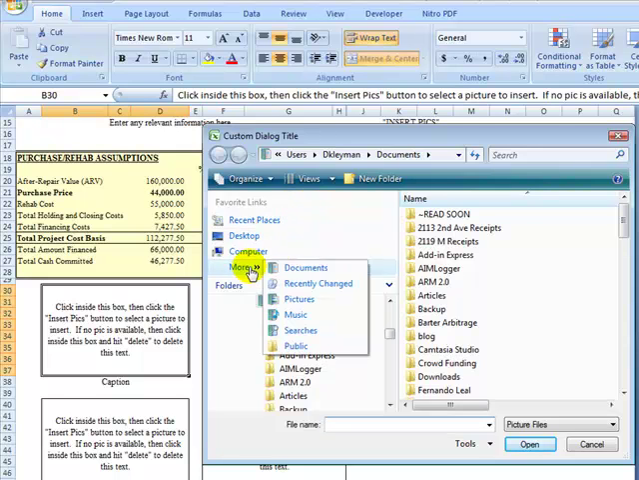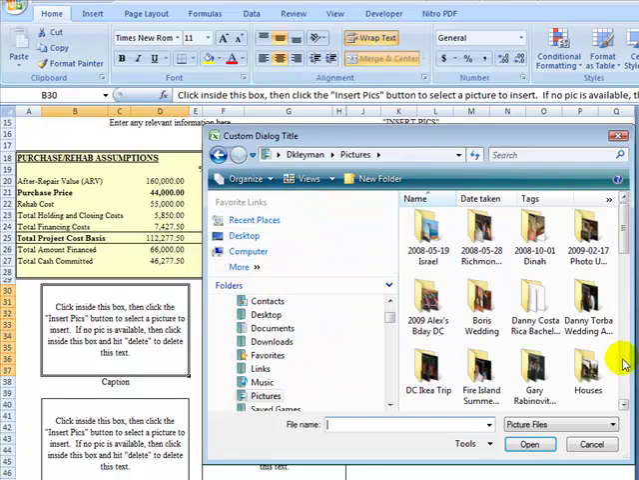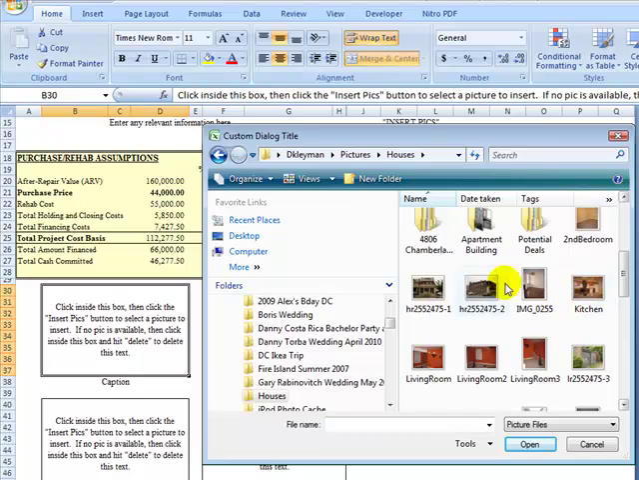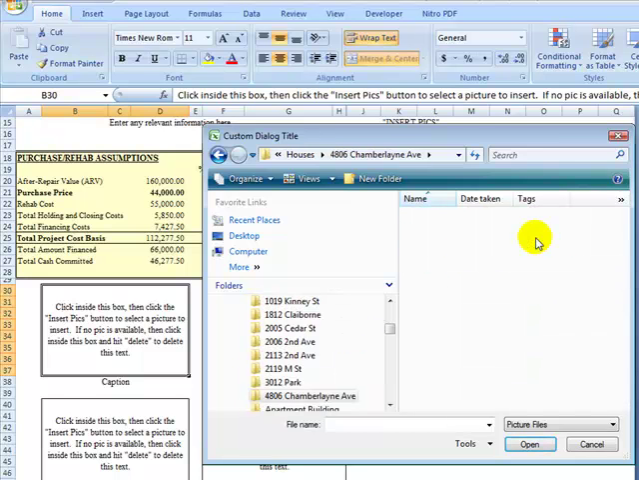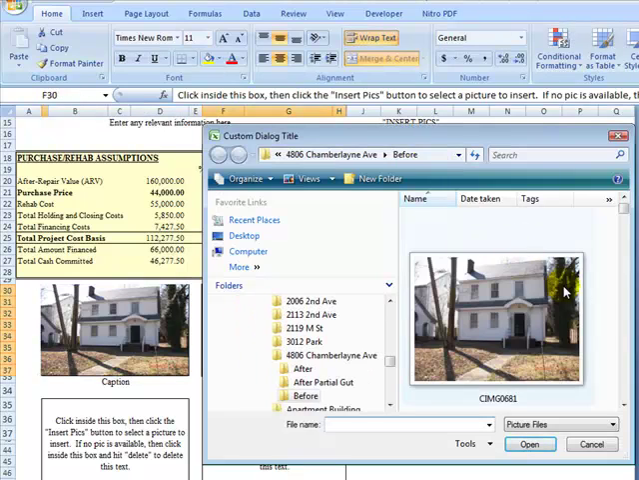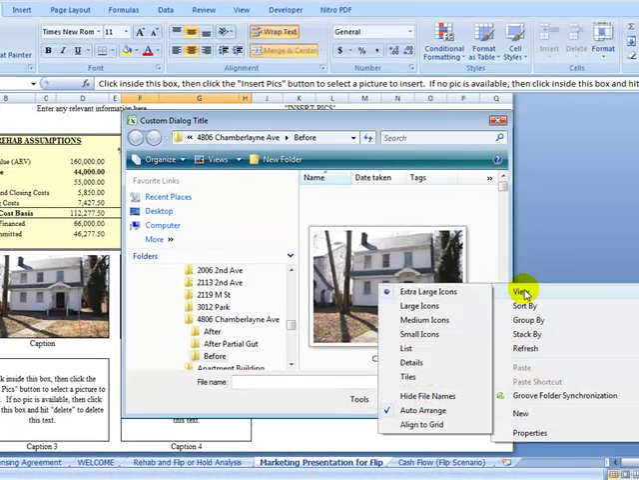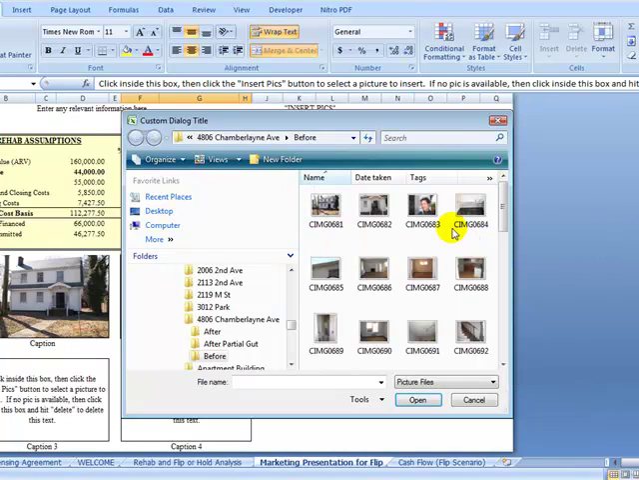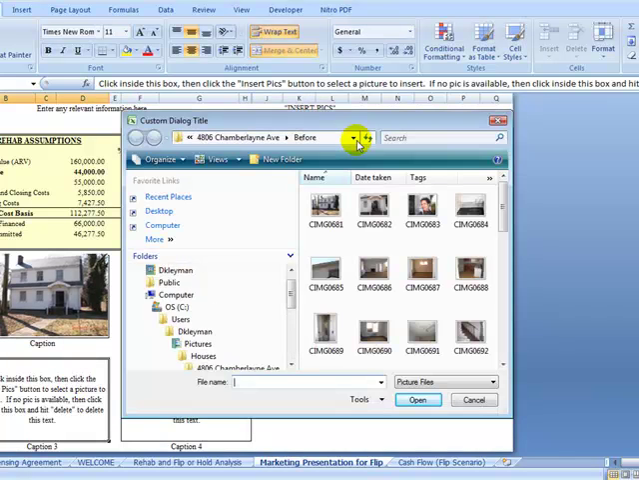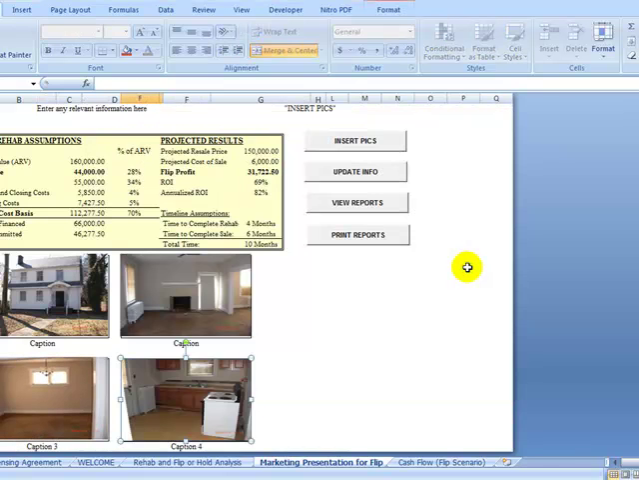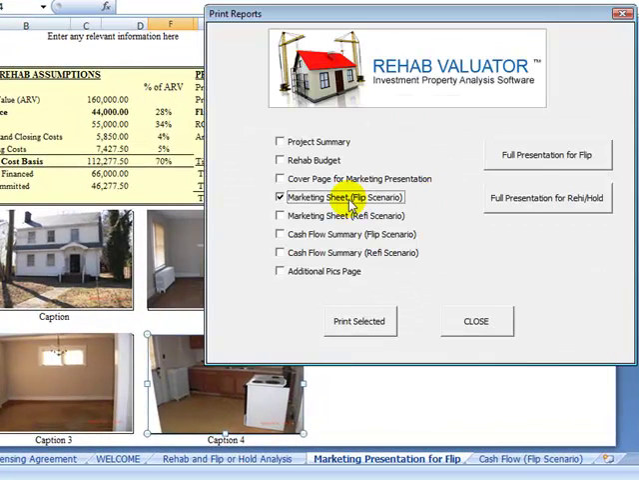And if I went to Pictures, Houses, let's see. Some pictures. So here are my before pictures. Let's make it a smaller view. Okay. Insert some existing pics in here. All right, and then I just need to go to print reports, marketing sheet, flip scenario.